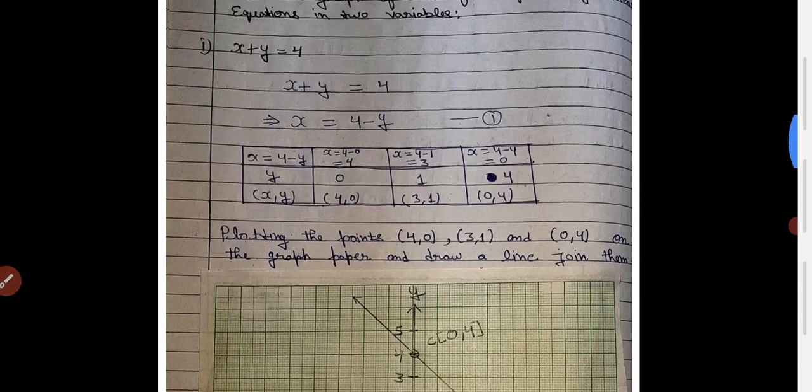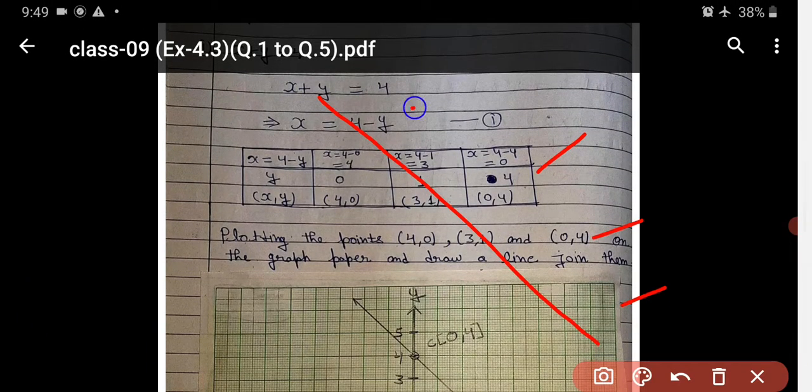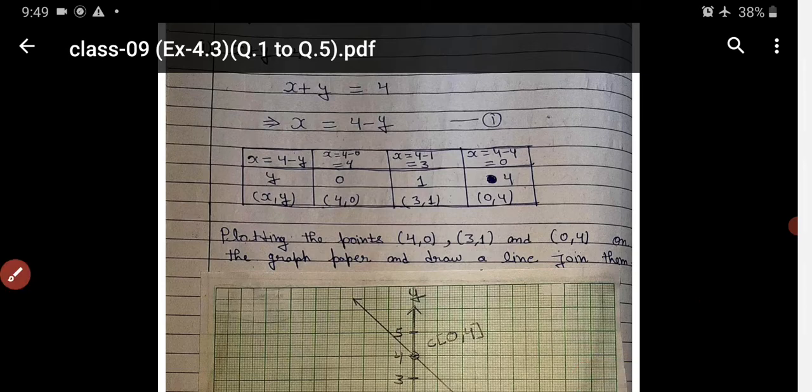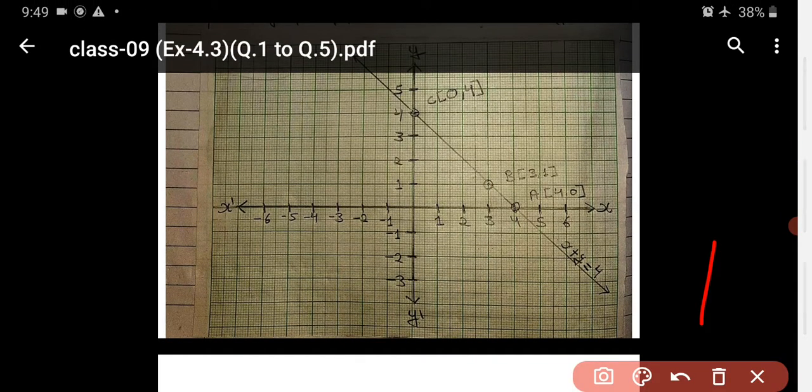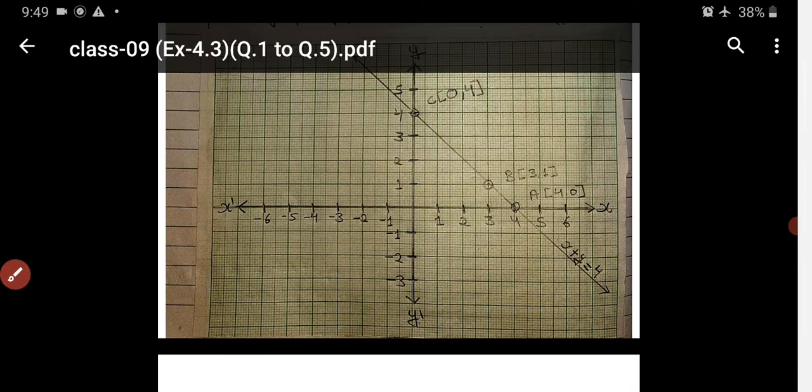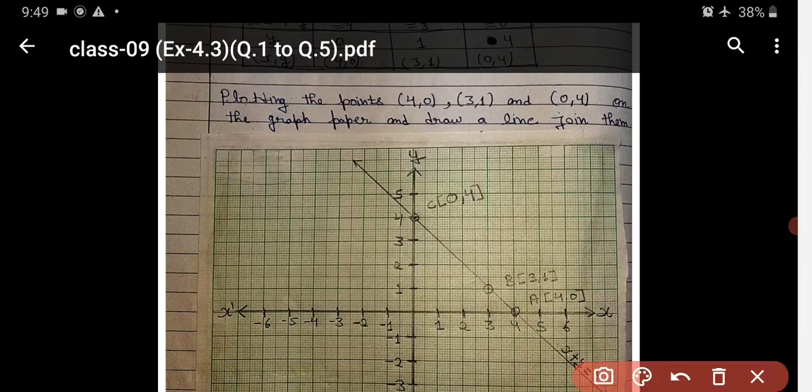And one important thing: what is the equation? The equation is x plus y is equal to 4. So you have to write the name of that equation on the given graph. There are two ways to write it. If you have space, then write the equation of the graph, x plus y is equal to 4, on the graph. If you do not have space on the graph, then in front of the arrow you have to write x plus y is equal to 4. Either in front of the arrow or on the line, you can write it when you make the graph.